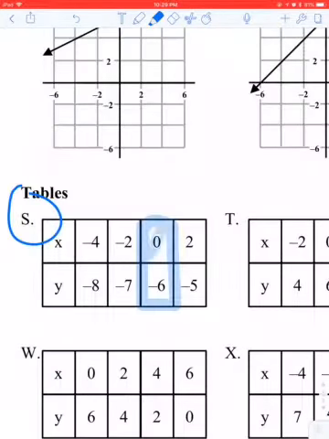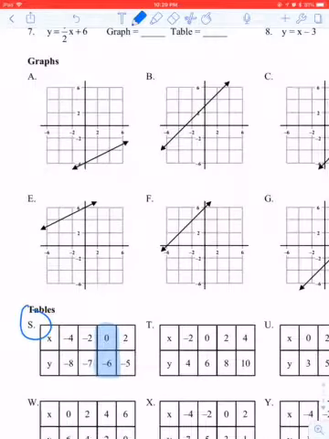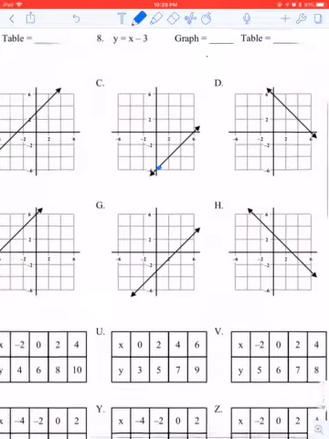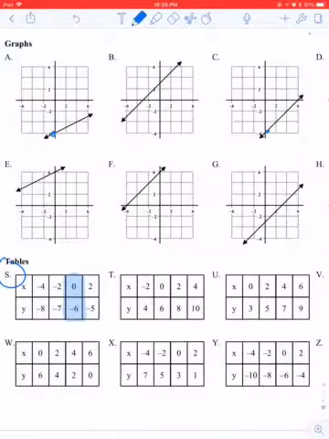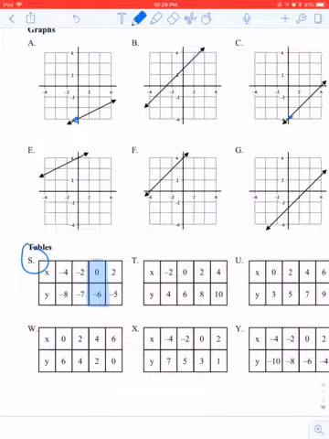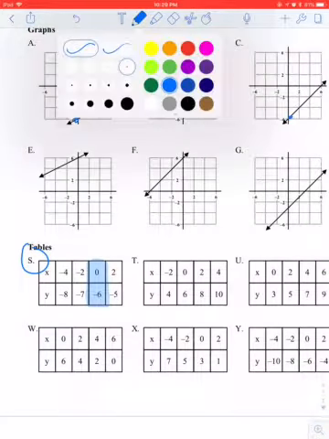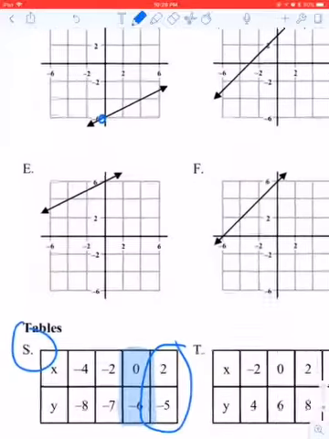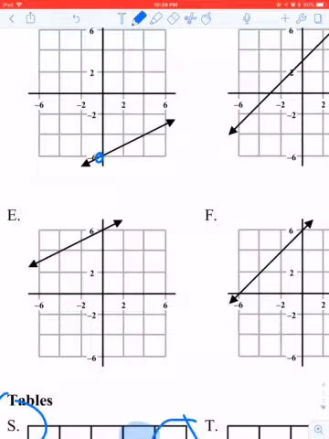0, negative 6. So this one has 0, negative 6 right there. This one has 0, negative 6. So 2 to choose from. Okay, so they both have 0, negative 6. Let's look at the next one. Okay, next one says 2, negative 5. So here's 2.